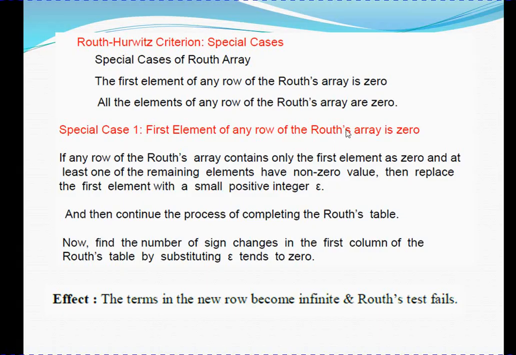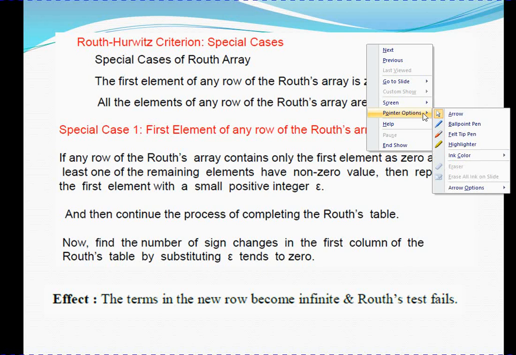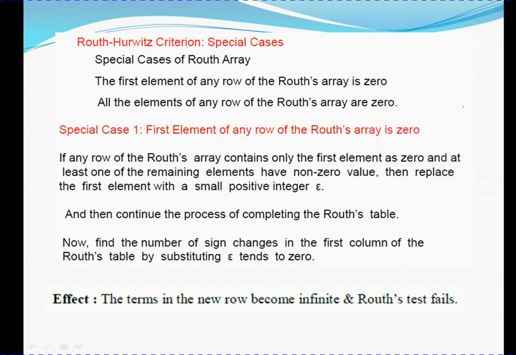Now we are going to see the two special cases regarding Routh's criteria. In these two special cases, the regular way of calculating the rows will not be as usual. So now we are going to see how to modify the Routh criteria for these two special cases.